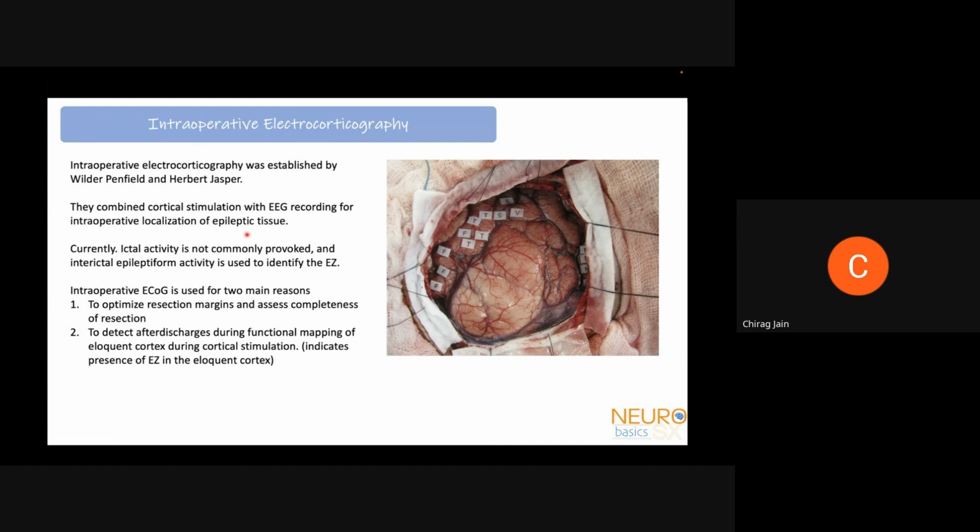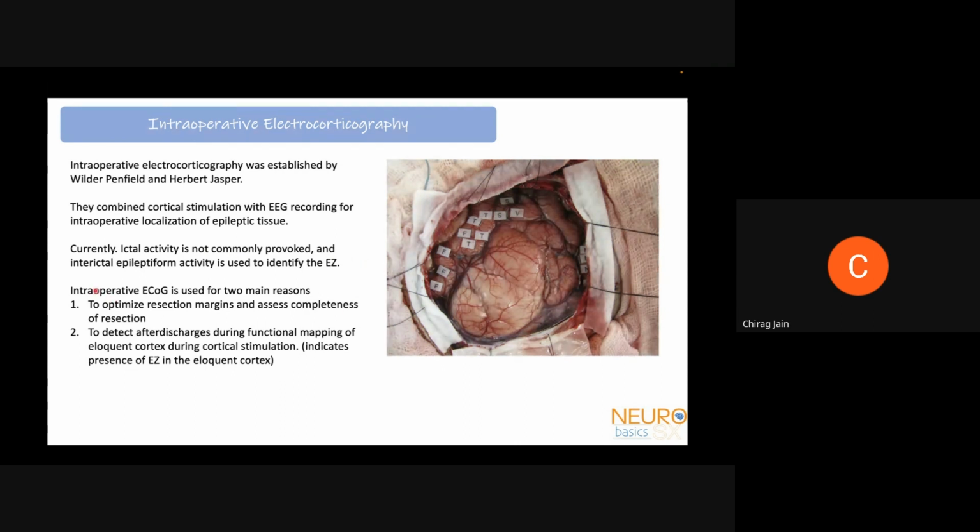So that time, what they used to do was stimulate the cortex and ask the patient what seizure type they're having. They wanted to confirm the aura. That is why cortical stimulation was used that time. Later, they saw that even without cortical stimulation, they're able to pick up spikes with just the EEG recording. These were the interictal spikes being picked up, and it was found that using these interictal spikes is actually good enough to pick out the epileptogenic zone.